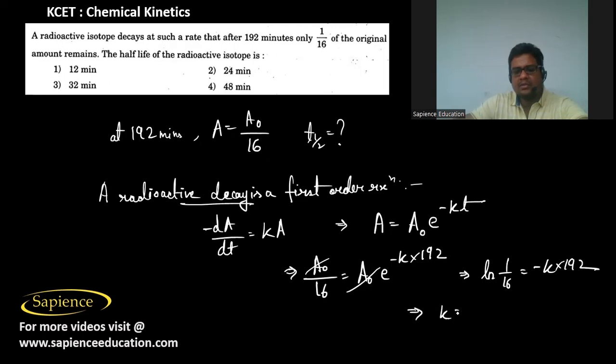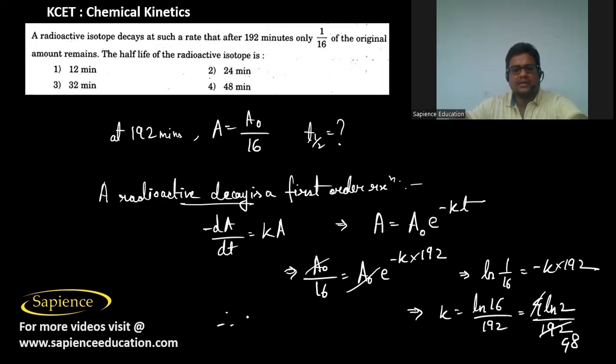Therefore K will be equal to ln 16 by 192. Now ln 16 means 2 power 4, so it is 4 ln 2 divided by 192. 4 into 48 is 192. Therefore the radioactive decay constant K equals ln 2 by 48.